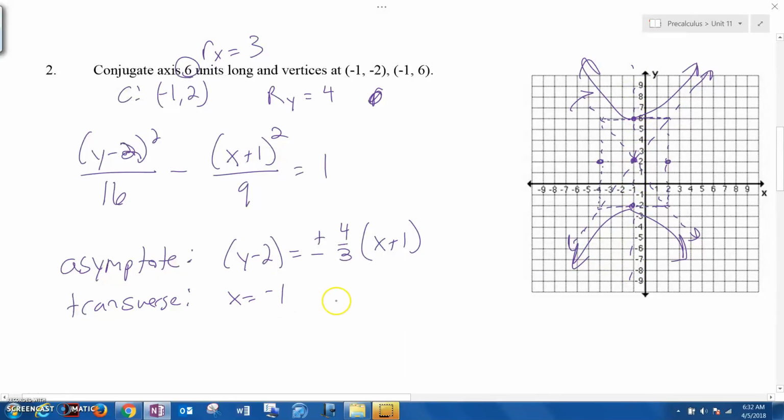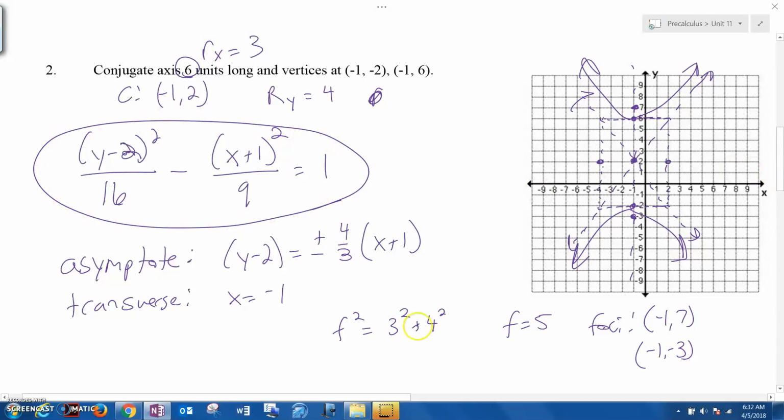And if I did want to find the foci here, because I don't have them, I'd say f squared equals 3 squared plus 4 squared, which actually is nice. That means f equals 5. So I'd move 5 from the center, 1, 2, 3, 4, 5, and that's 4, so 5. So my foci are at (-1, 7) and (-1, -3). That's pretty much what we talked about yesterday. Today was really more just getting the equation, but I kind of want to review all the other pieces.